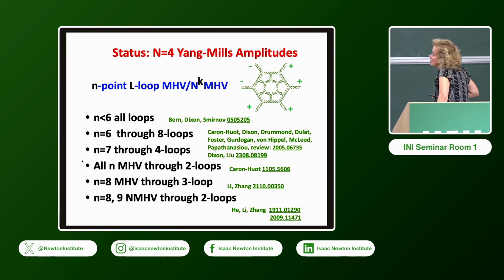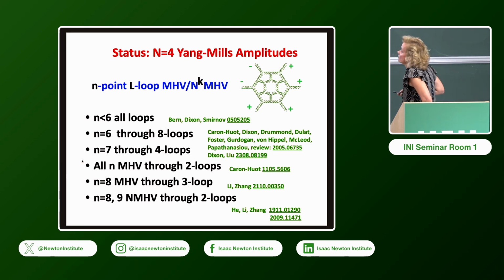The most recent result is 8 loop computations by Andy Liu and Lance Dixon. That's 2308. So if you start increasing the number of points, 7 point amplitudes are known up to 4 loops, and that's reviewed actually in this paper. So all n MHV amplitudes have been known also for a while. So now I'm increasing n.